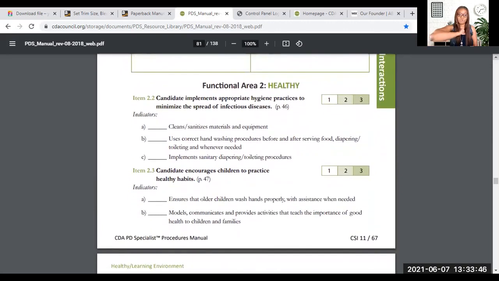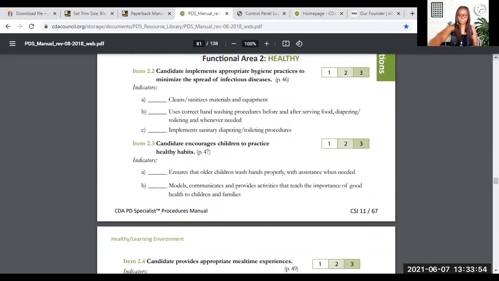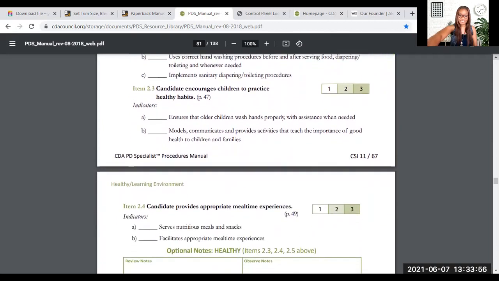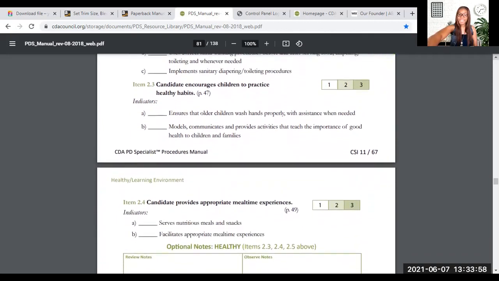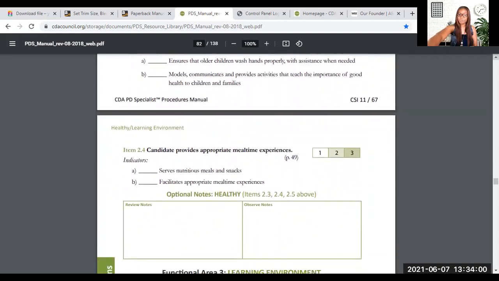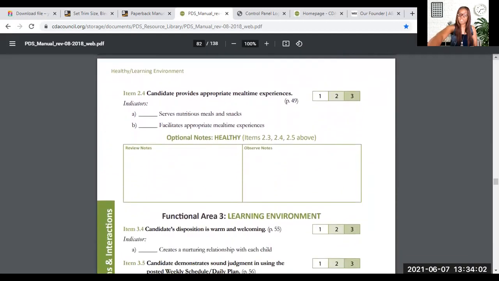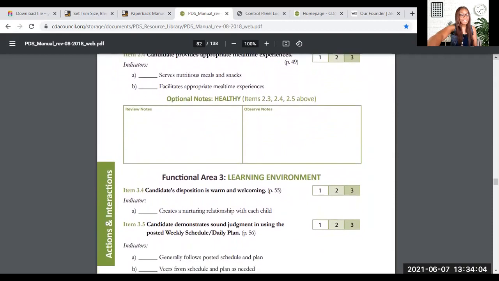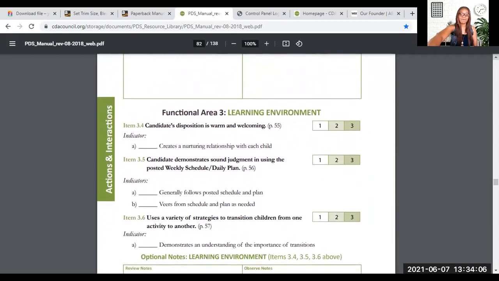Healthy eating, we want to see, like the sprays, we want to know how you're cleaning the table. Make sure that the hands are being washed for not just yourself, but also for the children. We want to see that. Healthy habits. If someone goes to the bathroom, we want to hear those reminders if they've forgotten. Don't forget to wash your hands, especially now.